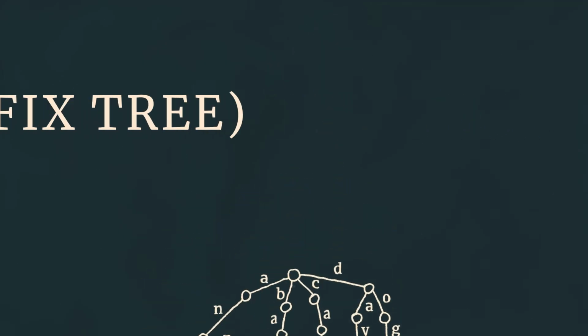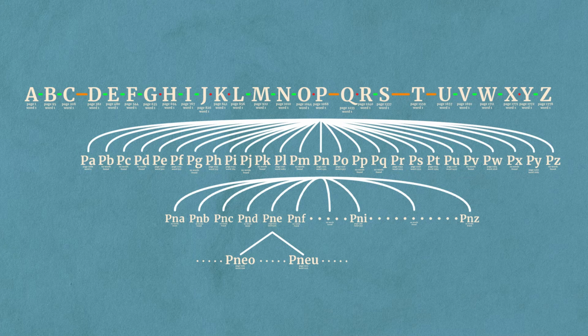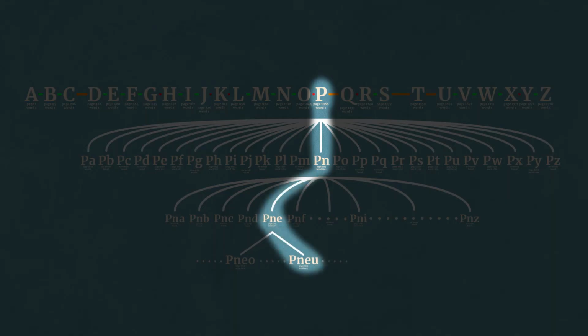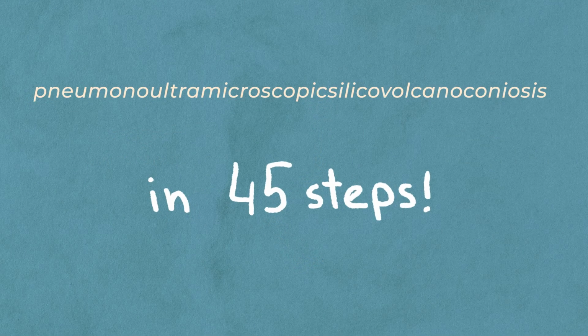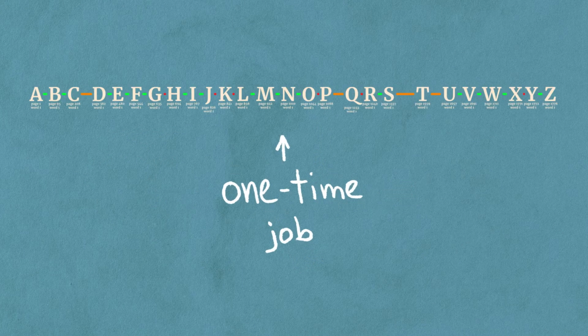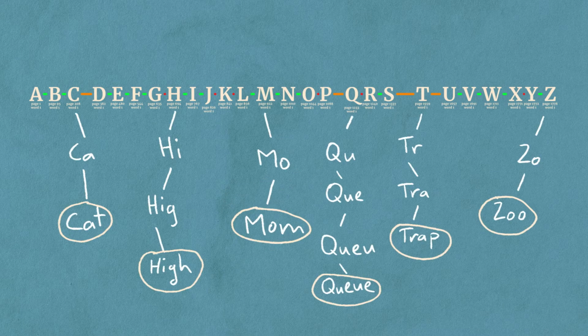In general, to find the word pneumonoultramicroscopicsilicovolcanoconiosis, you perform the following steps. Find the starting word for P, then P-N, then P-N-E, then P-N-E-U, and so on, until you find the exact word in 45 steps. The good thing is that writing down the positions is a one-time job. Once done, you can reuse the mapping to find any word.